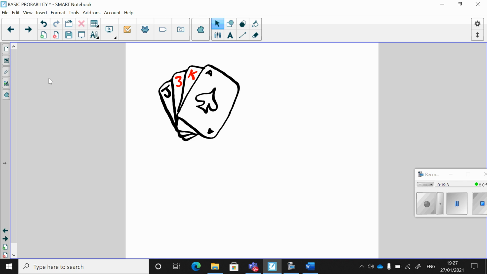So, what does that look like to you? Well, maybe a selection of playing cards. Selecting from maybe a pack of cards or a deck of cards. Right, so just in case you don't know, I'm just going to go through the makeup of a deck of cards that I would use in Scotland.